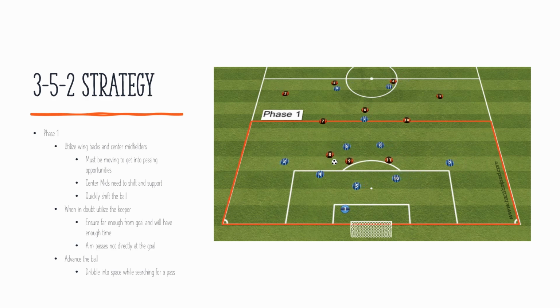We know Phase 1 is about maintaining possession and working the ball forward, but to do this in a 3-5-2, we need to understand the intricacies of the formation. With 3 center backs, they need to work together to get into positions to receive and pass to each other, but the midfielders are critical in maintaining possession.